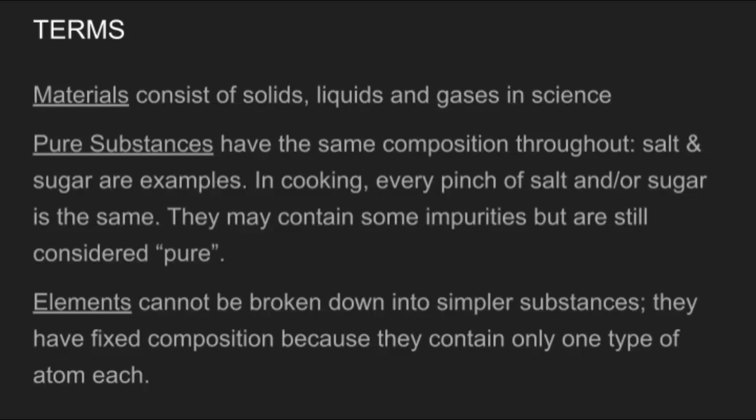Some terms we need to discuss include materials, and that means it consists of solids, liquids, and gases as we discuss them in science. Pure substances, which have the same composition throughout. In cooking, some examples include salt and sugar, but you notice that every bit of sugar that you use in a recipe or salt tastes the same, whether you get it out of a shaker, if you have it in a container, or if you use it in little packets. Additionally, we'll be looking at elements, which cannot be broken down into simpler substances. They have fixed compositions because they contain one type of atom each.